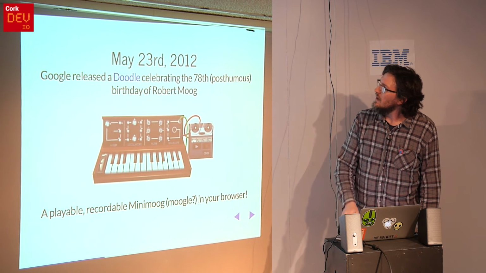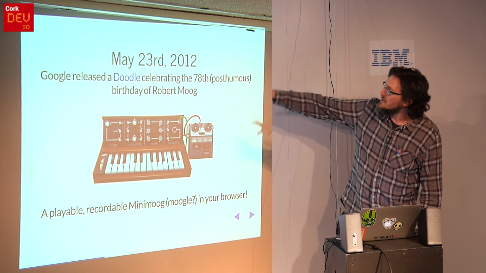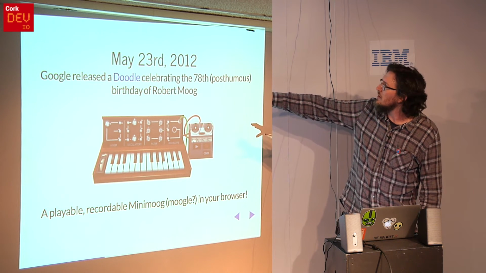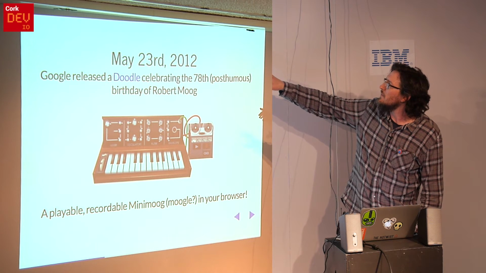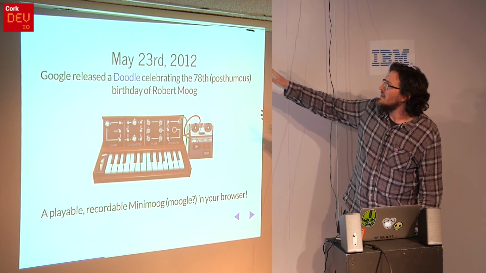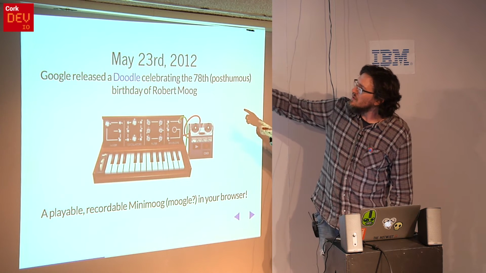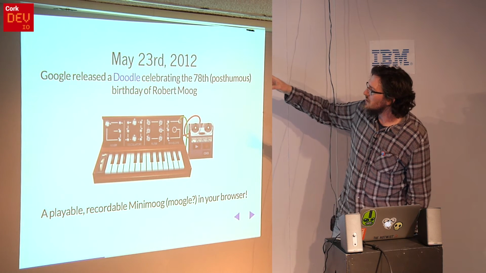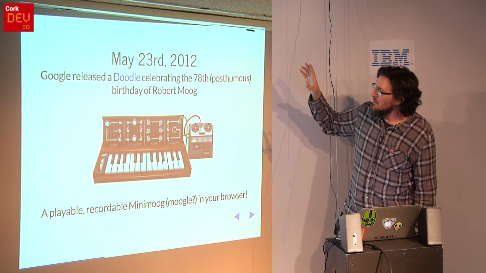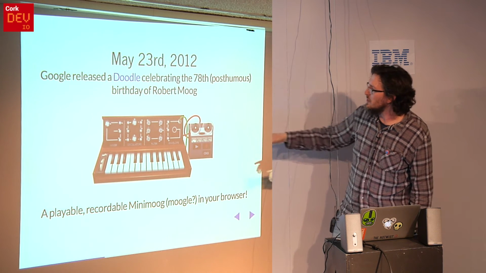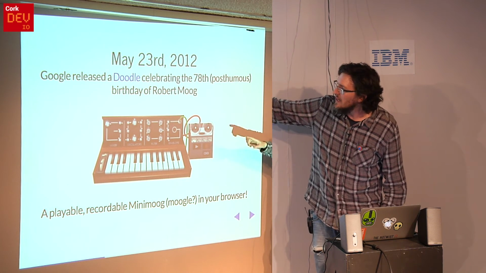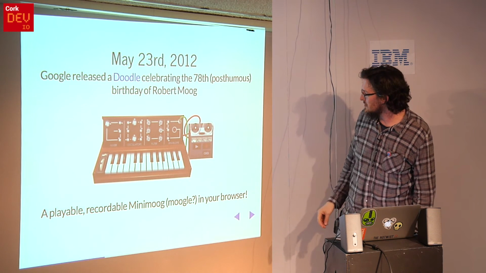But on May the 23rd, 2012, Google released this. I'm not sure if a lot of people remember this, but it was for the 78th posthumous birthday of Robert Moog. He preferred to call it Moog, not Moog, apparently. And it was a playable, recordable Minimoog. You could actually record 4 tracks onto this, and you could play it with your keyboard. It was pretty awesome.